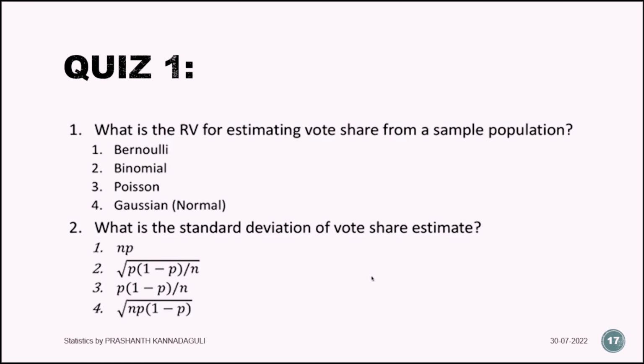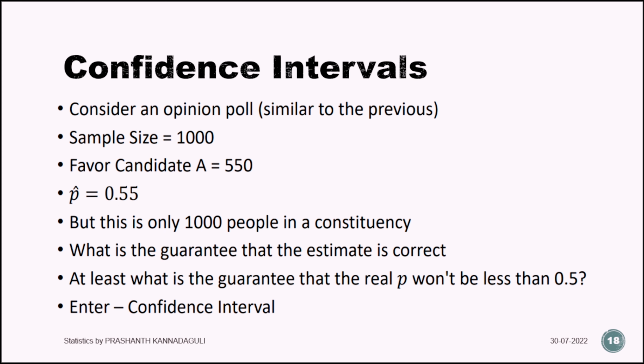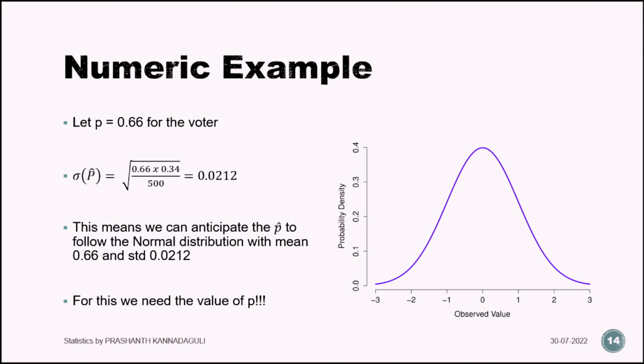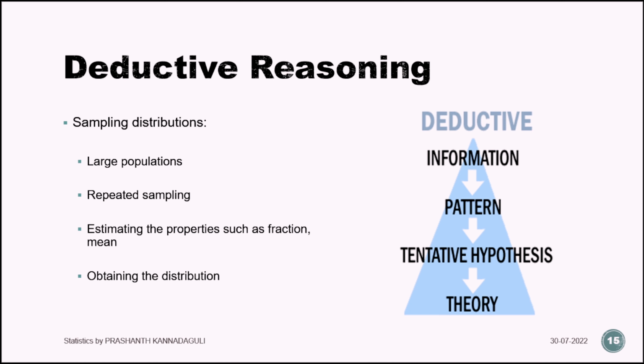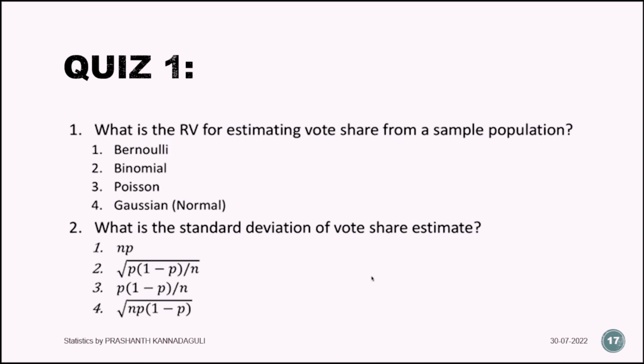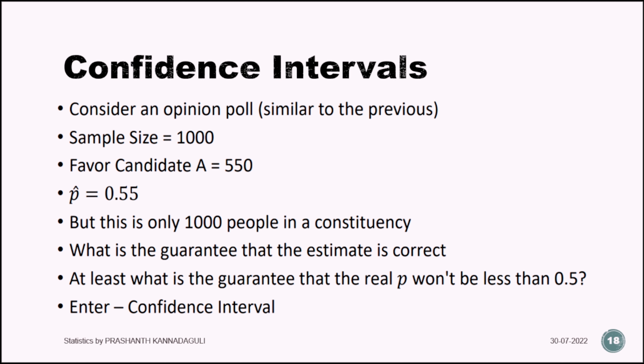Okay, I hope things are clear. Try to recall, so we had a problem here. In the previous case, this is where we had stopped. I don't know the value of p, so I need alternatives so that using the p cap, I come closer to the p value. One solution is called the confidence interval.